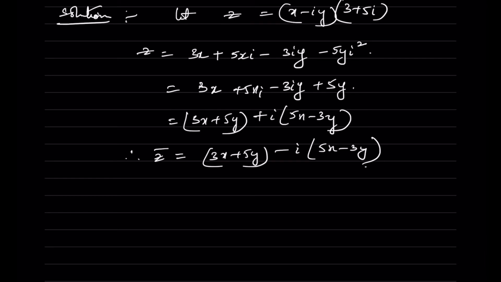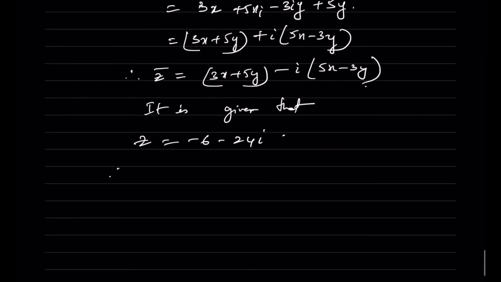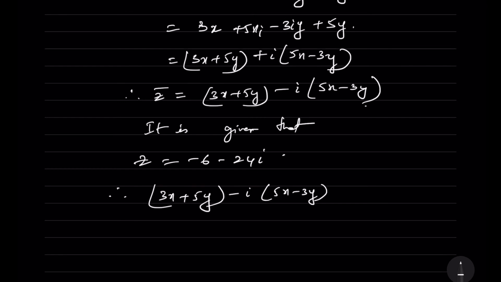So therefore, equating the real and imaginary parts, what is given? It is given that z bar is equal to minus 6 minus 24i. So therefore we have 3x plus 5y is equal to minus 6, and then 5x minus 3y is equal to minus 24.